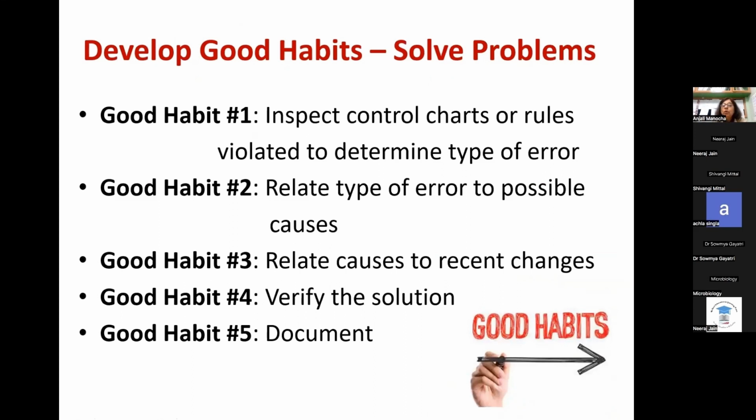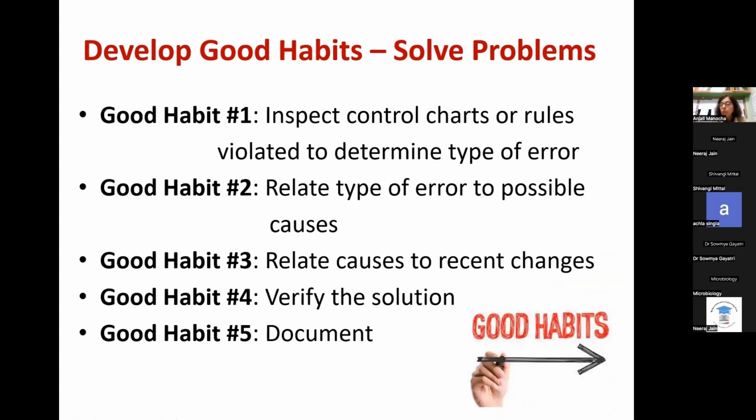And develop certain good habits. And that good habit mainly is to find out and solve our problems. So we have to solve the problem. One is, quickly go to check your control again, check the LJ chart and see, is it a random error or is it a systematic error?